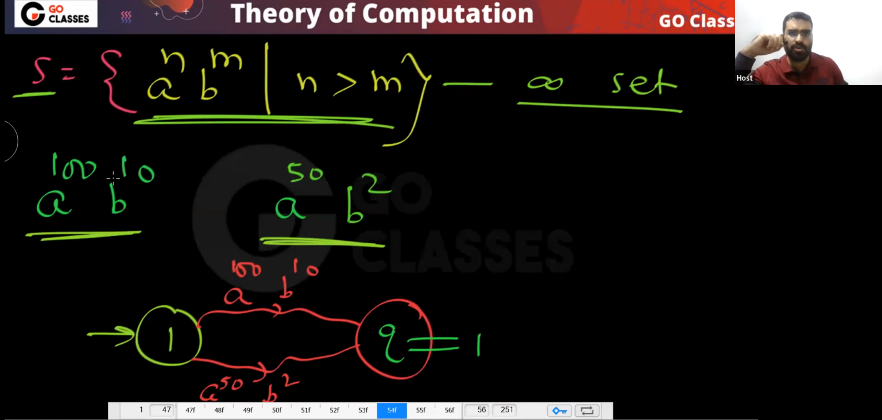Now similarly, if I give you this string, for example a power 1011, and if I give you another string, for example a power 51, now what will happen? They will also go to the same state. These two strings will also go to the same state. So I can guarantee that at least two strings will go to the same state. They will go to state number 2, but they will go to the same state.